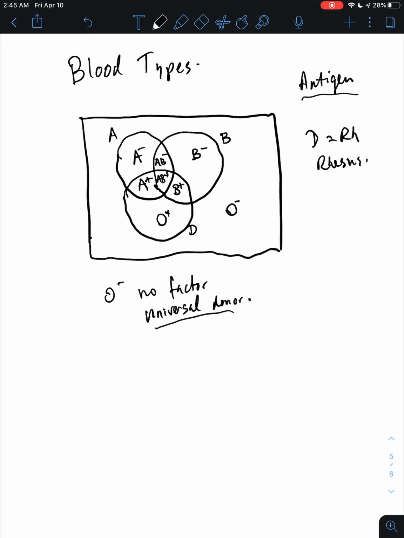And they don't have time to do tests. If it's an emergency and someone's rapidly losing blood, they can't do blood tests to find out what antigens they have. So they just grab O negative blood. And so emergency paramedics and other emergency situations are stocked with O negative blood. So it's very important to have a big supply of O negative blood.